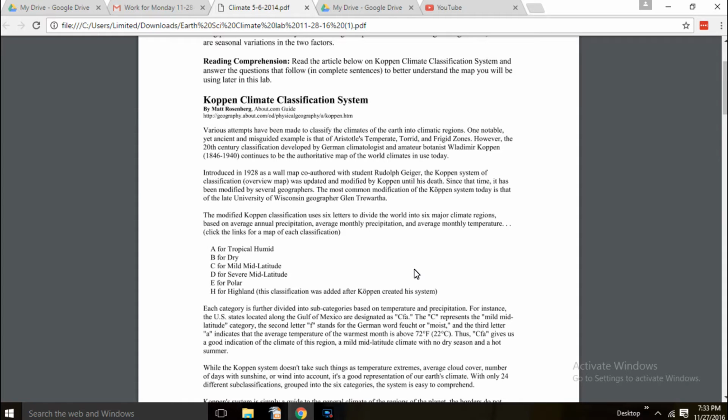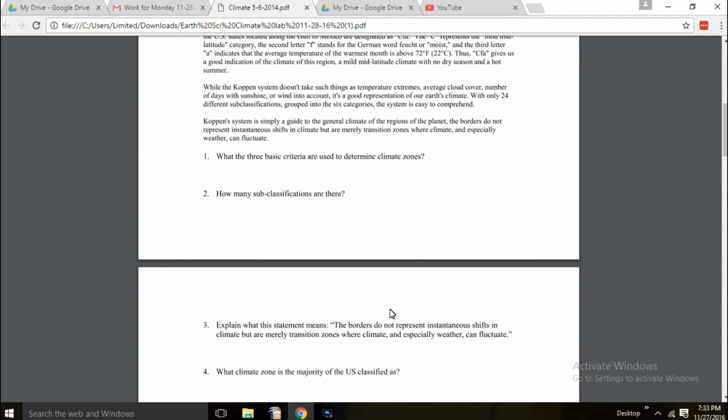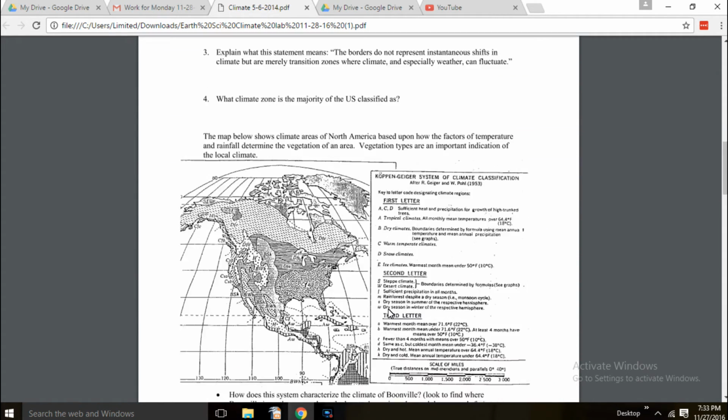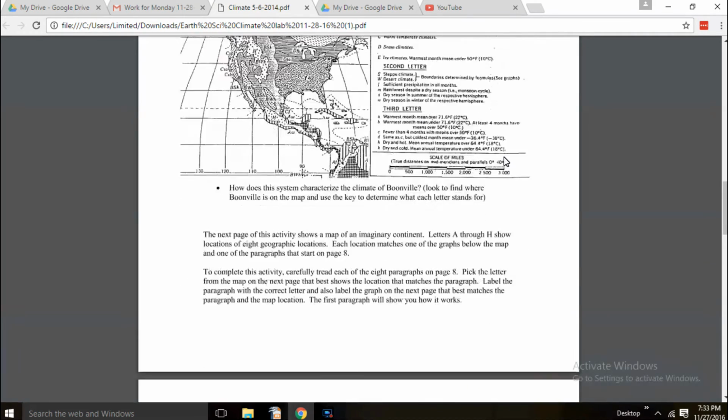Now I'm going to let you read through the rest of this yourselves. If you need to use the internet to answer some of the questions, that's fine. Most of it's right here. I know the paper might be a little bit difficult to read, but just do your best, read through this. This lab will be due on Friday.